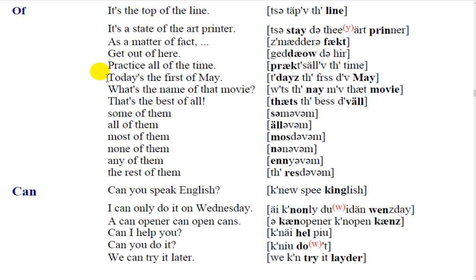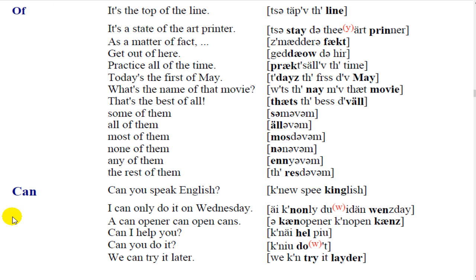Practice all of the time. Today's the 1st of May. What's the name of that movie? That's the best of all. Some of them. All of them. Most of them. None of them. Any of them. The rest of them.